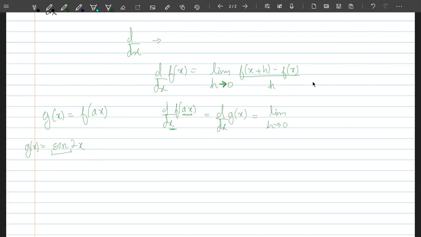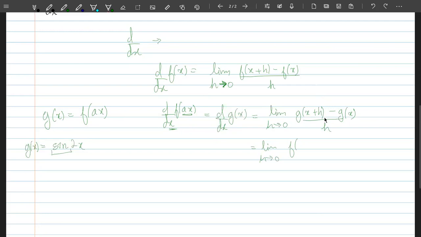You take limit h approaching 0, g of x plus h minus g of x upon h. Now this in terms of f of x can be written as limit h approaches 0. Now what is g of x? It is f of ax.